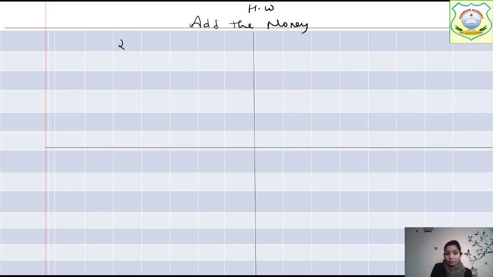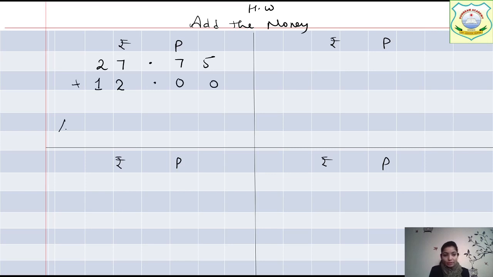Now write here rupees and paisa. Rupees and paisa. Here again rupees, paisa, rupees, paisa. Now first question is 27 rupees and 75 paise. In this we have to add 12 rupees and only 12 rupees. You have to add and write the answer here like this.